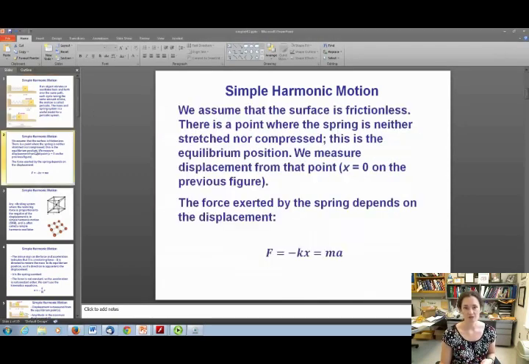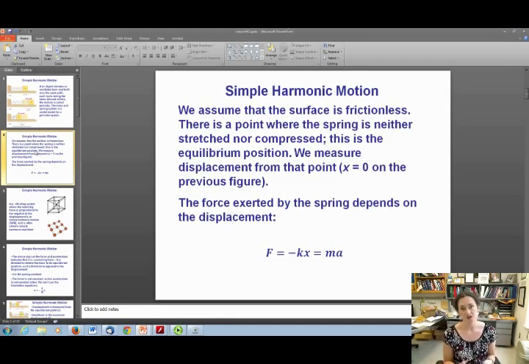Let's assume for now that the surface is frictionless, and there's a point where the spring isn't stretched or compressed, of course, and that is the equilibrium position. We're going to measure the displacement from that point. So this is going to bob back and forth about the equilibrium position, and we'll measure that displacement from equilibrium. We'll call it x, okay?